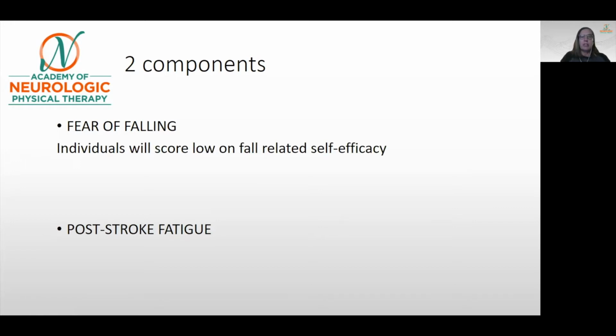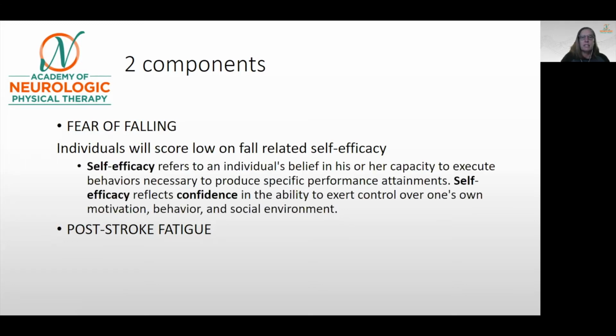For fear of falling, this is really a component that individuals will score low on if they have fall-related self-efficacy. So we're thinking about what self-efficacy is. This refers to an individual's belief in their capacity to execute behaviors that are needed to perform specific goals. It reflects their confidence in the ability to exert control over their motivation, their behavior, and their social environment. So really it becomes a more complex aspect to what one is experiencing when we're talking about fear of falling.